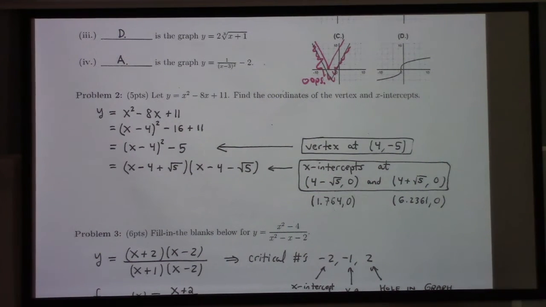Because there is a distinction between factoring and zeros. I need you to at least tell me the x-intercept is at x equals 4 plus or minus root 5. Then I can give full credit there. It's not technically what was asked for. I asked for coordinates, which means you need the x and the y.